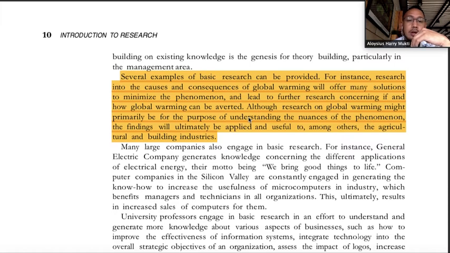For instance, research into the causes and consequences of global warming will offer many solutions to minimize the phenomenon and lead to further research concerning if and how global warming can be averted. Although research on global warming might primarily be for the purpose of understanding the nuances of the phenomenon, the findings will ultimately be applied and useful to, among others, the agricultural and building industry. So they are doing research regarding global warming, and the result can be applied and useful to, among others, the agricultural and building industry.